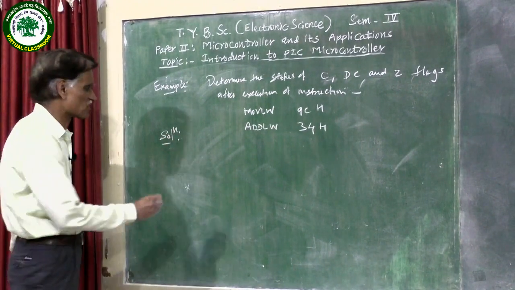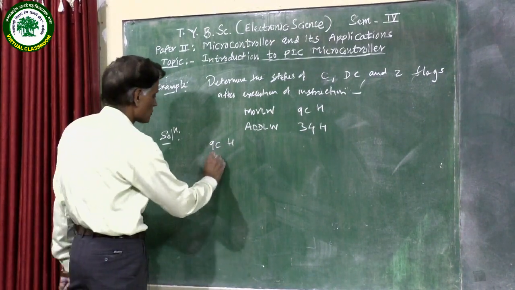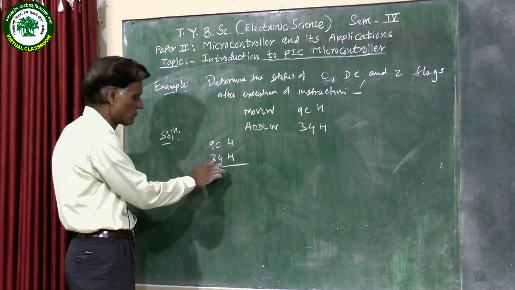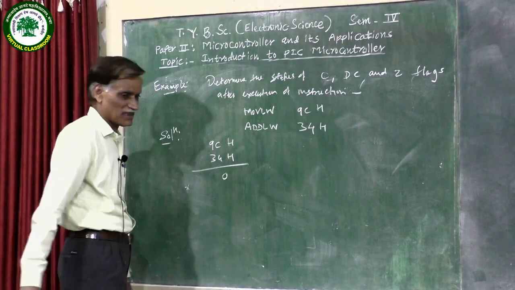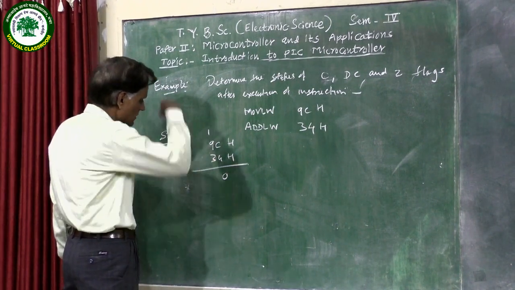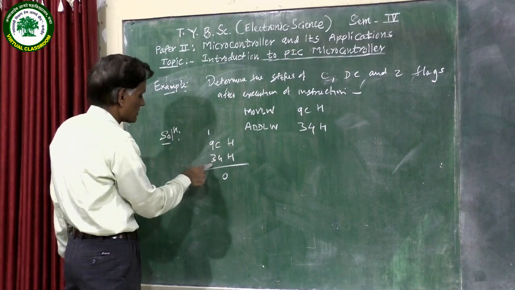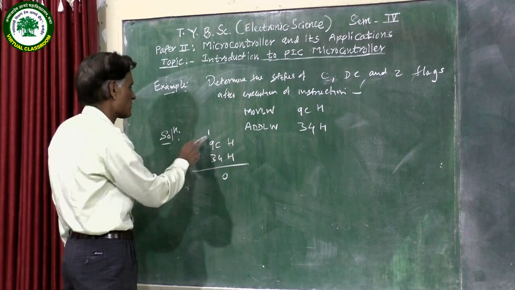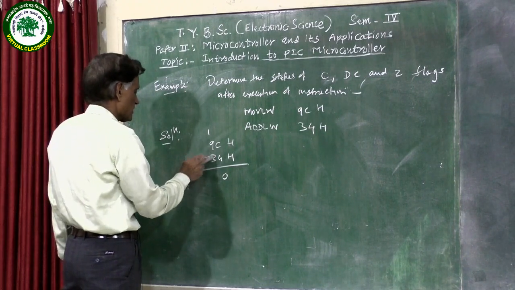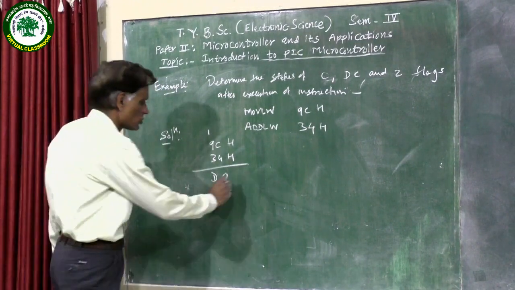As far as the solution is concerned, if you do the addition of 9CH with 34H in hexadecimal, C is equivalent to 12, plus 4 is 16, meaning here there is a 0 and a carry of 1. Then 9 plus 3 plus the carry 1 is equivalent to D. So the result is D0H.